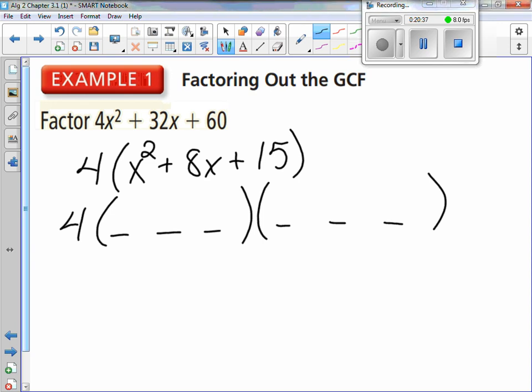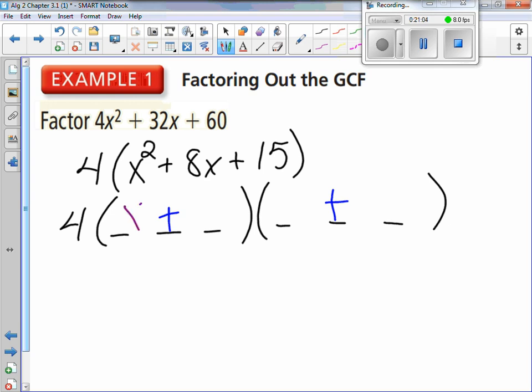So why would you say that? Since the constant term is positive, the signs are the same and they match the sign of the middle term, which is positive and positive. Now we need the factors of the first term and the constant term, or the third term.